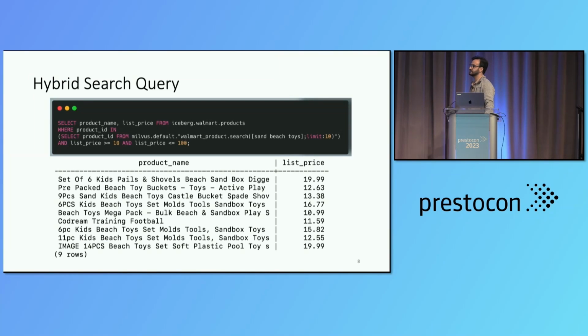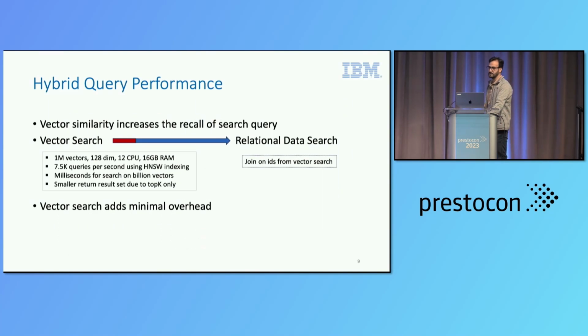Now going back to the hybrid search query, how it happens is that you have two queries. One is the inner query. The inner query performs the vector similarity search and returns the IDs of the top k similar vectors. The outer query does a join on those IDs and applies the filters on the Iceberg table, and then you get the output here. It should have been 10 outputs, but since we are applying more filters, you only get 9 rows here.